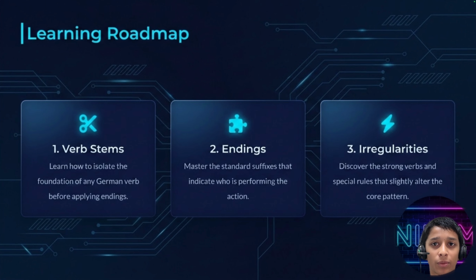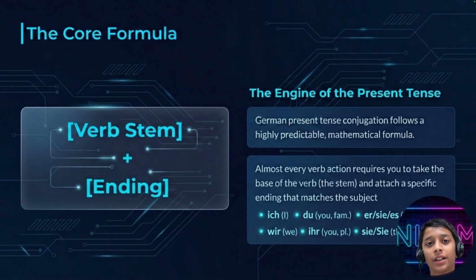Let us move to the core formula. German present tense conjugation follows a clear, predictable formula: verb stem plus ending. This applies to the vast majority of verbs. You begin with the base of the verb, which is the stem, and attach a specific ending that corresponds to the subject pronoun. The six subject pronouns in German are ich, du, er/sie/es, wir, ihr, and sie or Sie. Each requires its own ending. This system is highly regular. The challenge most learners face is not the complexity of the rules but rather the discipline to apply them consistently. Once the pattern becomes automatic, conjugation is straightforward.